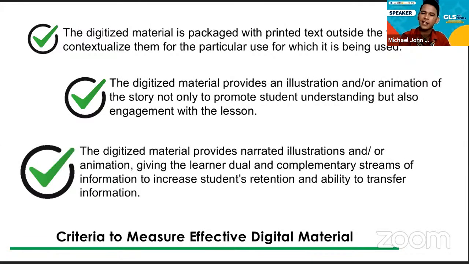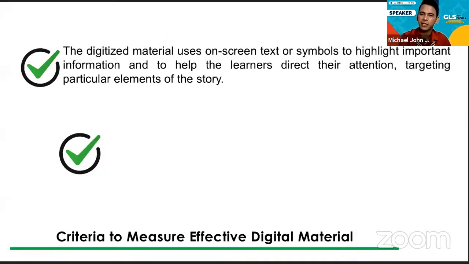Next, the digitized material provides narrated illustrations and or animation. Again, to give you dual and complementary streams of information to what? To increase your retention and ability to transfer information. Next, the digitized material uses on-screen text or symbols to highlight important information and to help you, students, direct your attention, targeting only those important or particular elements of the story.